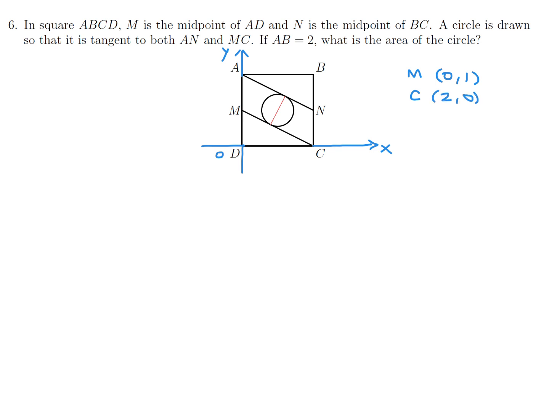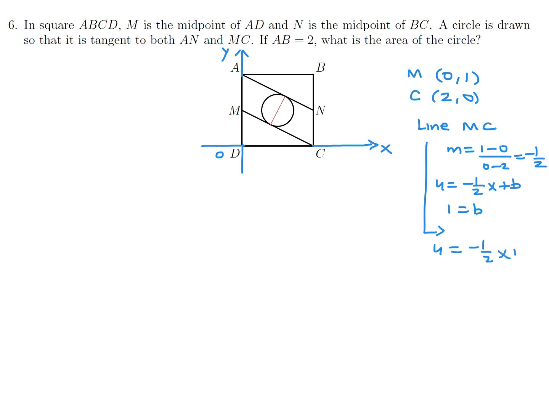So we basically want the line MC, that equation, and you guys know how to do that, right? First you figure out the slope, and that would be minus a half, and then therefore that would be y equals mx plus b, and then when you plug in one of these points, let's just plug in 0, 1, that would basically give me b equals 1. So the line MC has the equation y is equal to minus 1/2 x plus 1. Okay, so that's the first part.